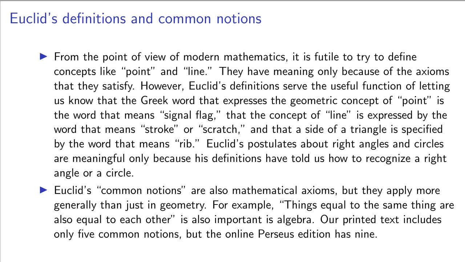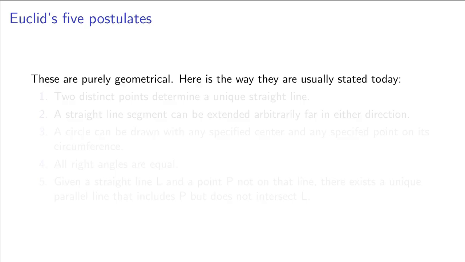Euclid's common notions are axioms, just like his postulates, but they are not specifically geometrical. They apply throughout mathematics. The first of them, for example, is things that are equal to the same thing are also equal to each other. And that's just as important in algebra as it is in geometry. The textbook that we will be using for Euclid's Elements has only 5 of these common notions, but 4 of them got added later, and in the online version of the text you'll find that there are 9 of them.